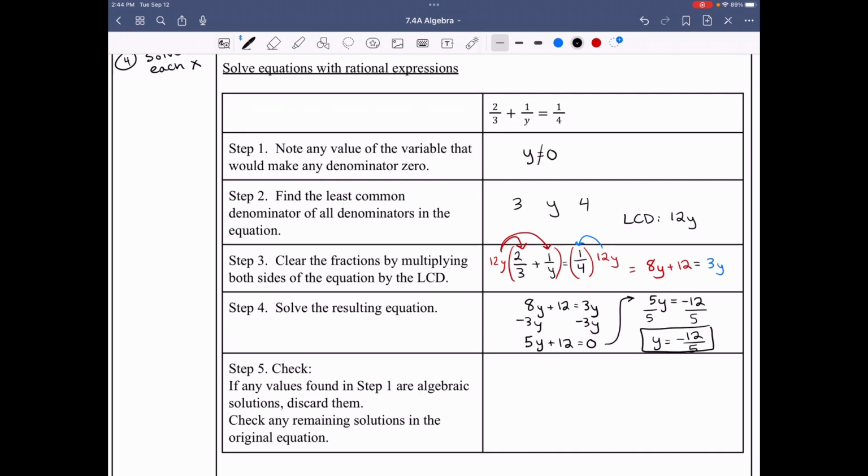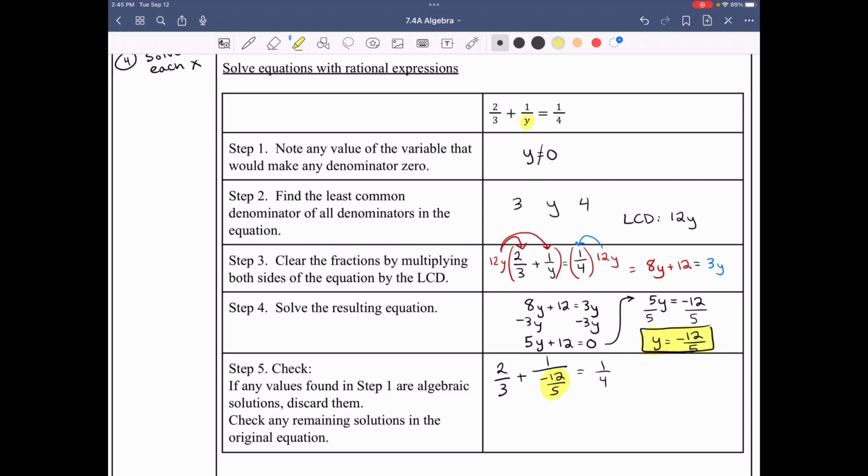Now step 5 says, if any values found in step 1 are algebraic solutions, discard them. So in step 1 we said that y can't equal 0. Y does not equal 0. Then they want us to check it. We won't check it every time, but in this case we are going to just go ahead and check it. 1 over negative 12/5 equals 1/4. So what I did just now is I plugged this into the y of the original equation, because that was what y equaled.